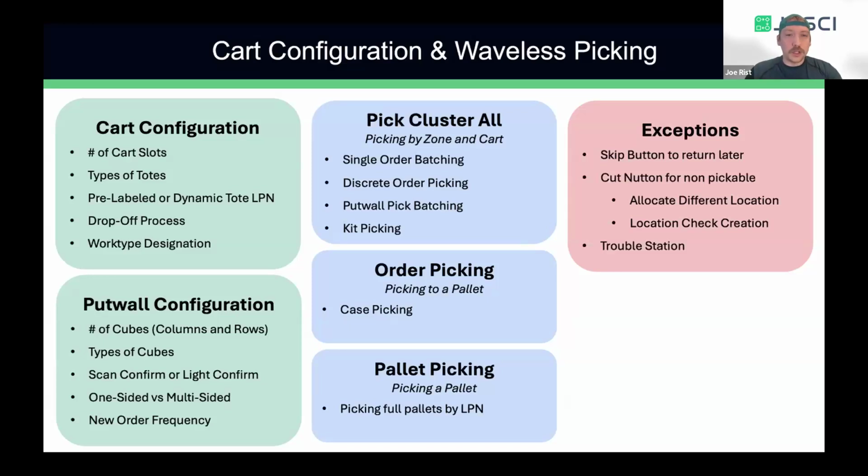Now, this cart configuration goes into the pick cluster all. So if we look at that top blue box, pick cluster all is what we call the workflow for basically picking all types of clusters of picks. Now, a cluster could be several discrete orders that get assigned to you on a cart. It could be batches of picks that are going to go to single item, single quantity orders, which we call singles. It could be batches that are going to the put wall, could be kit picks. This workflow is going to be able to handle all those types of picks.